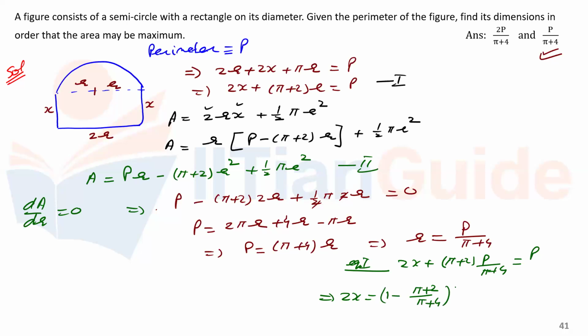Everything multiplied by p. If I solve it, then I'm getting the value of x is equal to, okay, in the numerator, pi will get cancelled. 4 minus 2 will give me 2p, and 2 will get cancelled. I am left with the p only divided by pi plus 4. And that is my answer.